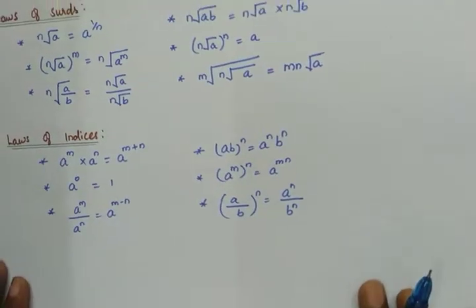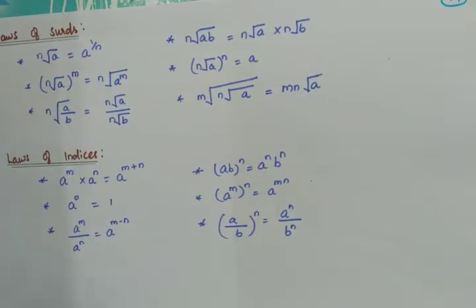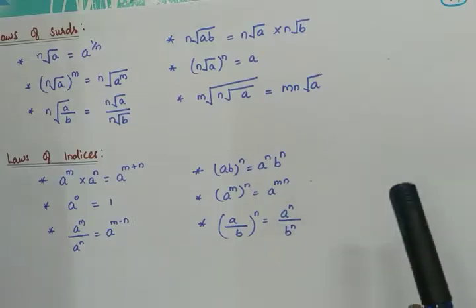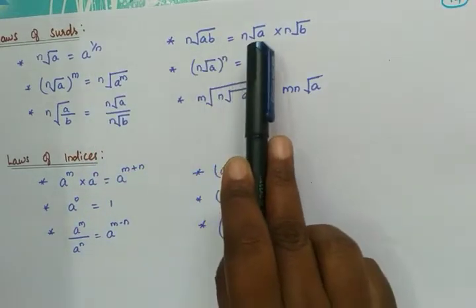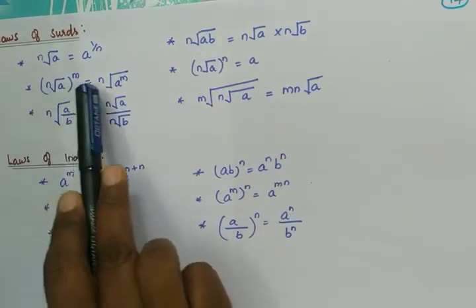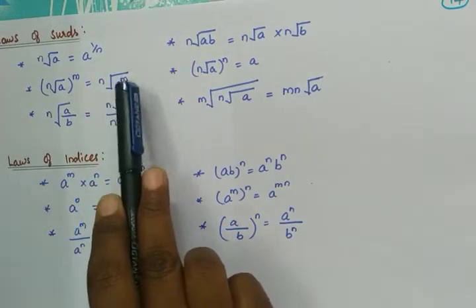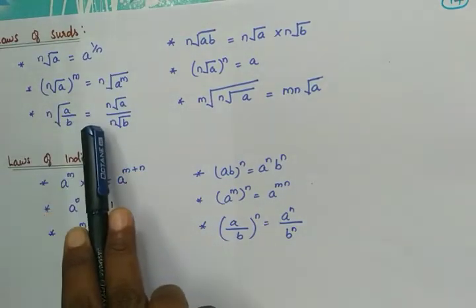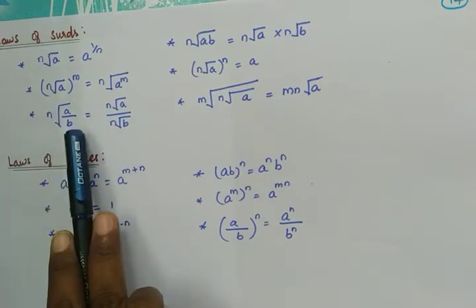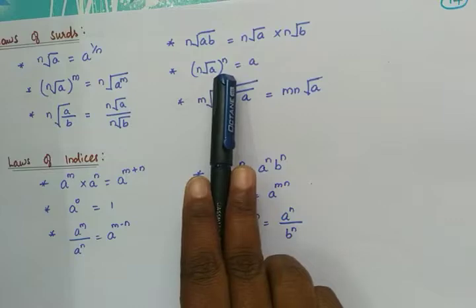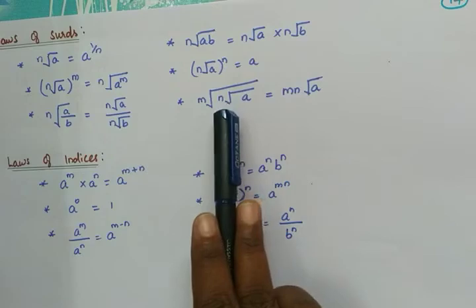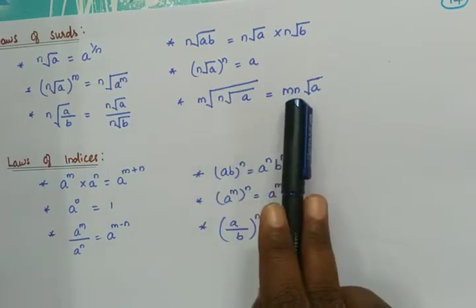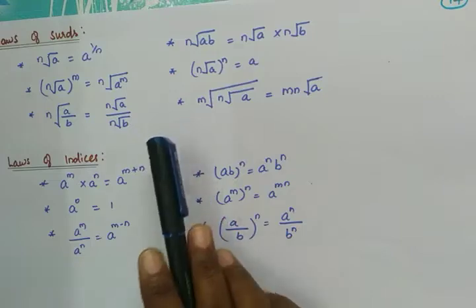So what are the laws of surds and laws of indices? These are the laws of surds and laws of indices. By using these formulas, we are going to solve the problems. So n root of a is equal to a power 1 by n. N root ab is equal to n root a into n root b. N root a the whole power m is equal to n root of a power m. N root a by b is equal to n root a by n root b. Then n root of a the whole power n is equal to a. M root of n root a is equal to, we can take mn as common, mn root a. So these are said to be laws of surds.